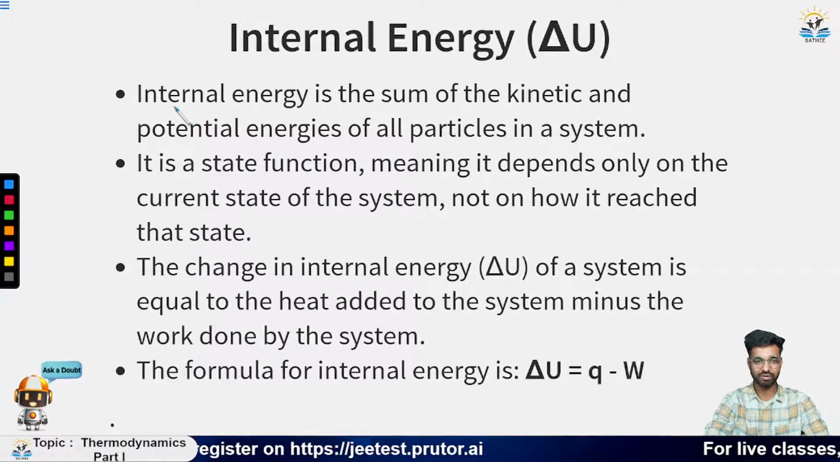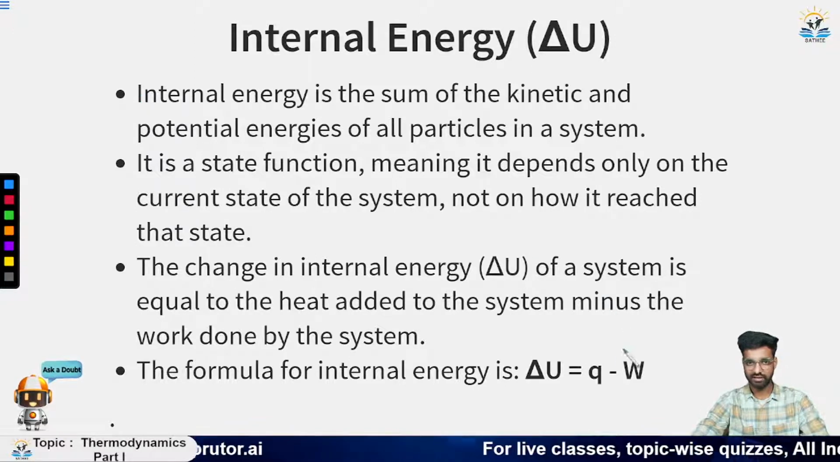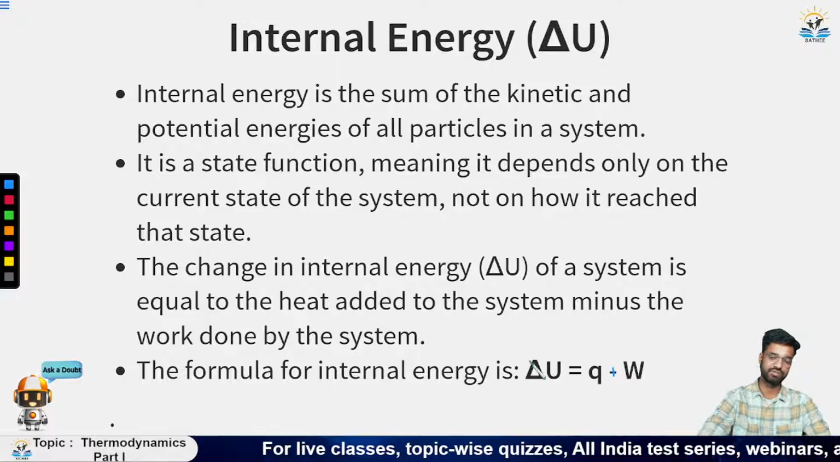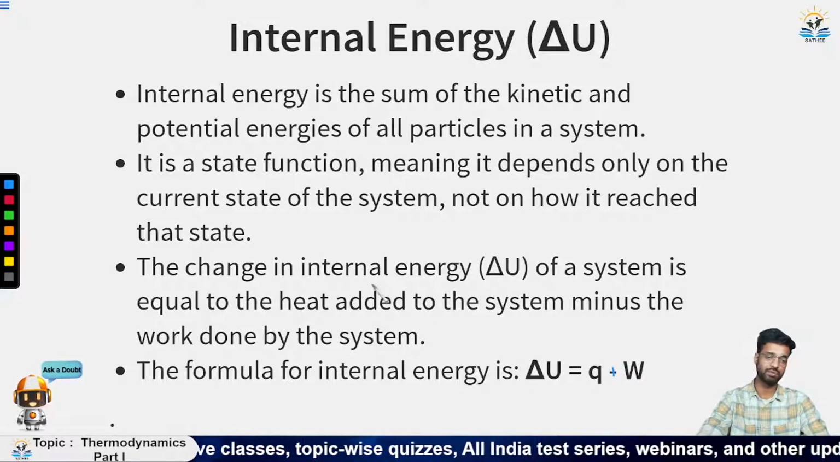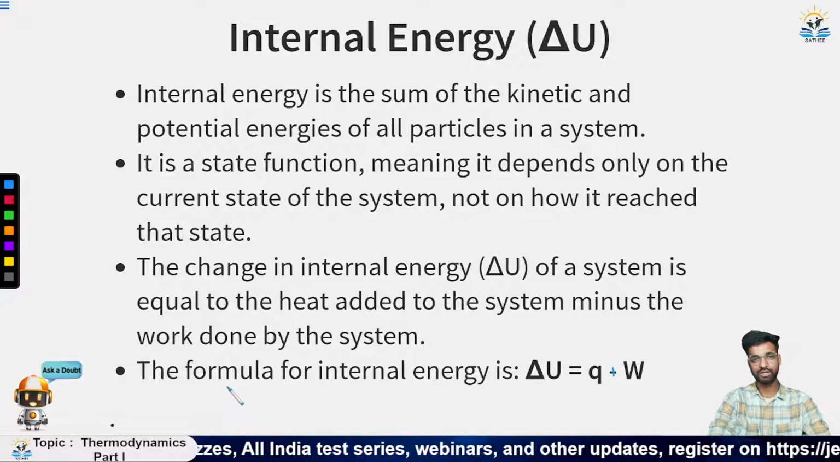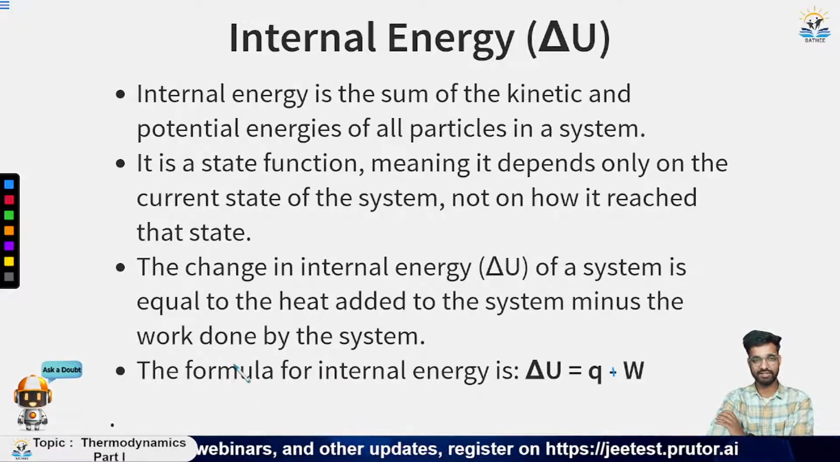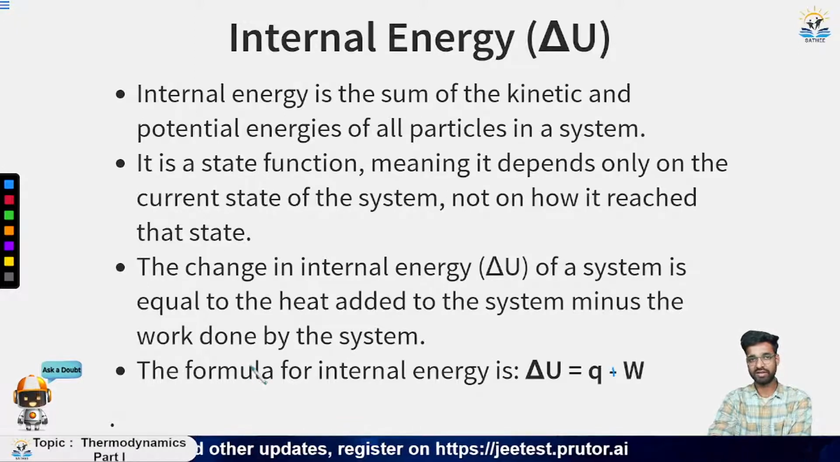Now we'll move to the next concept, that is delta U. So what is delta U? From this we get the first law of thermodynamics. Sorry for the confusion. It is delta U = Q + W. So this is the first law of thermodynamics. It says that the total energy change in a system is always equal to the work done plus heat exchange.